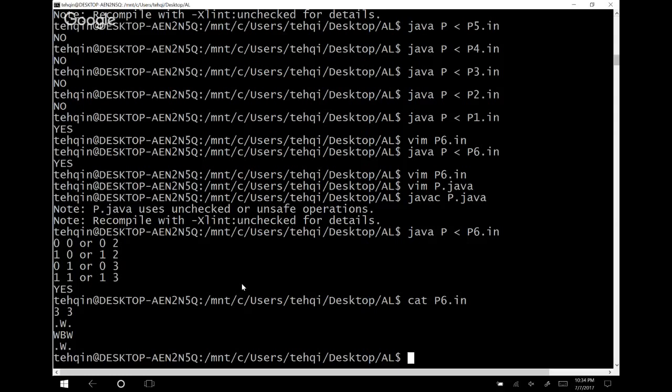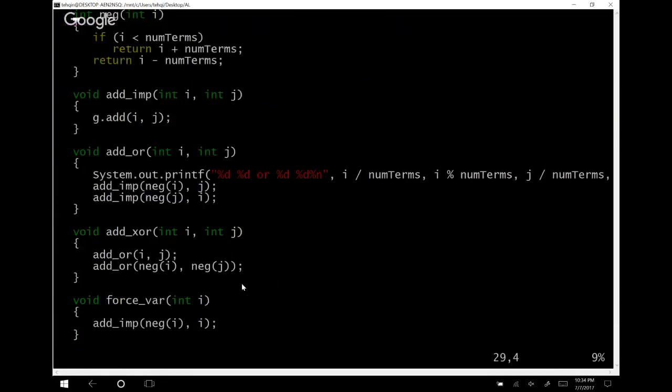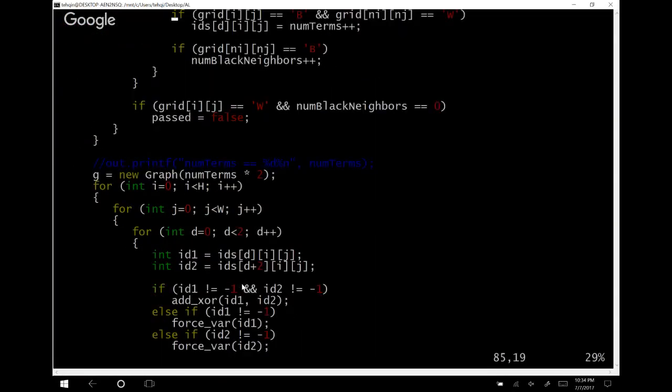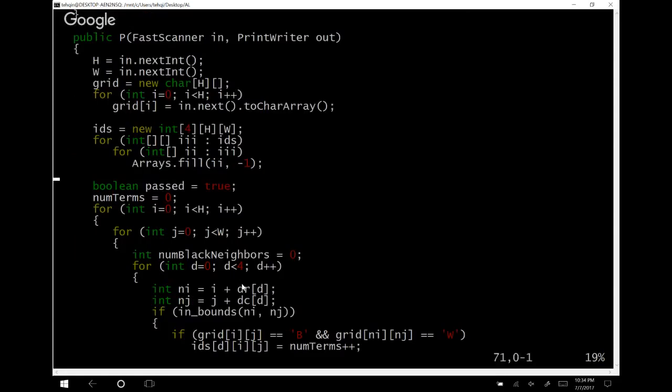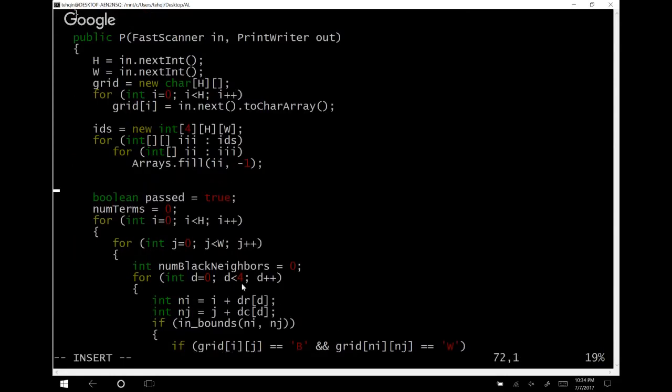I think I need to also check a parity check because I can't force everything to be true. So I can't force at least one to be true. So I have to make sure the number of white cells and number of black cells line up.